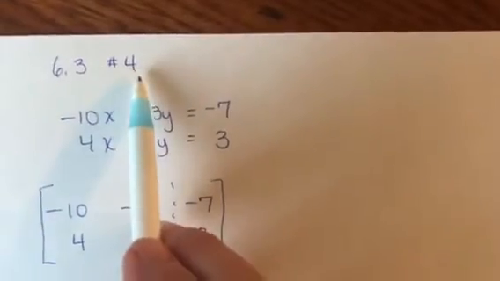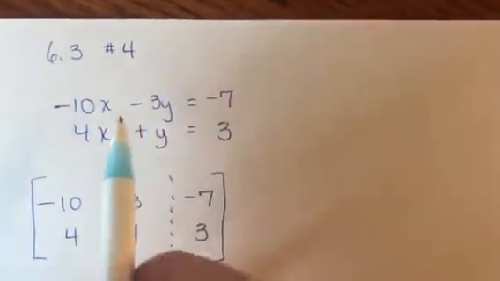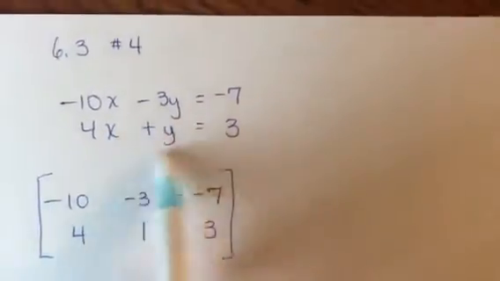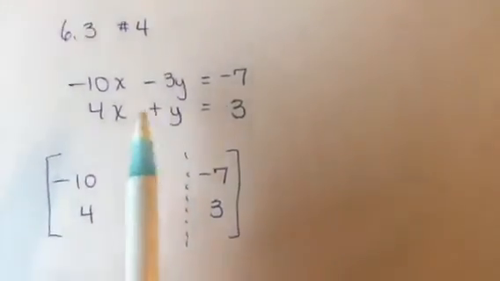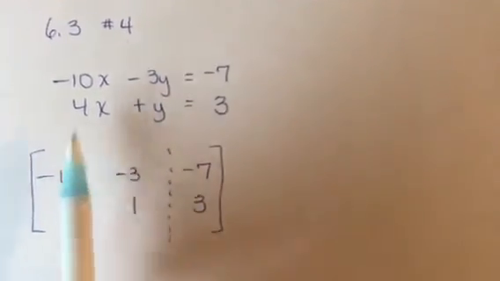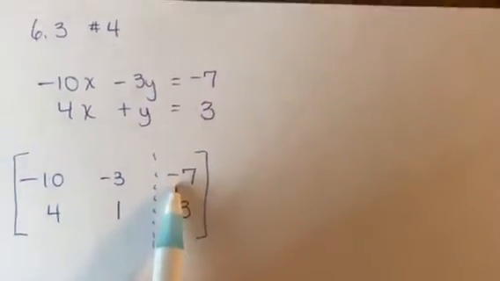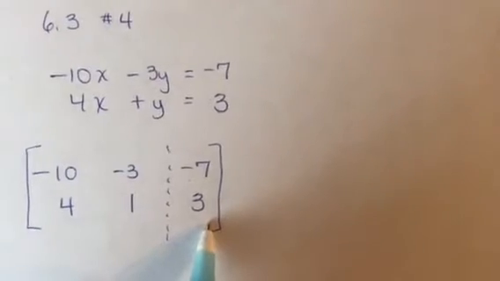This is 6.3, and if this isn't exactly number 4, this is one very similar to it. So I suggest make sure you can do it on your own before you just type in the answer. But it says to solve the system using the Gaussian elimination method. So remember, you just write down the coefficients, make sure they're in the right order, x, y, and then your constant. Okay, so you can see that I've got that right here.